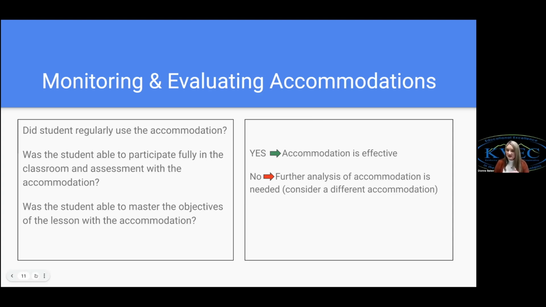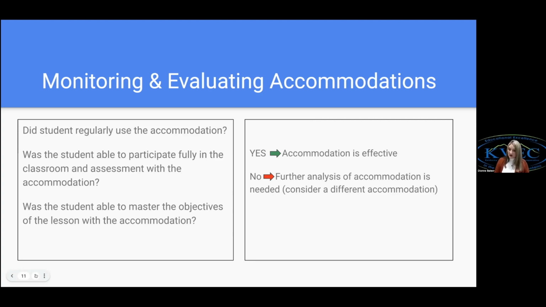But if the answer is no, then we need as a team to go back and ask, did we choose the right accommodation? Do we need a different approach? Is there another support that the student might need? We don't want to just assume that those are the correct accommodations, because it goes back to those questions, and that comes right from the guidance from the Kentucky Department of Education. We have to monitor and evaluate if those accommodations are appropriate.